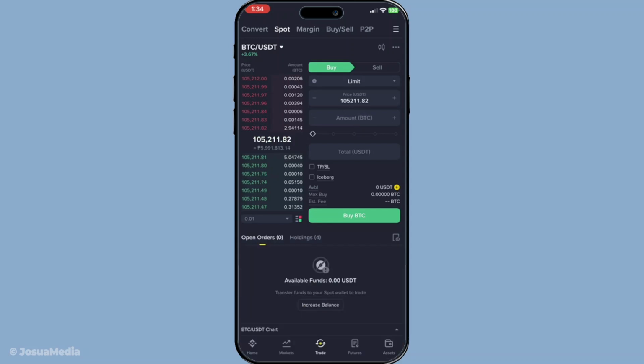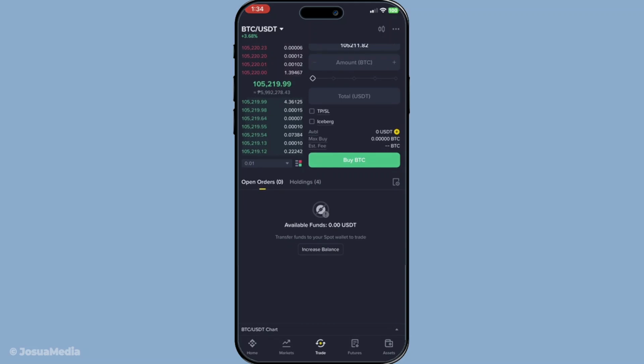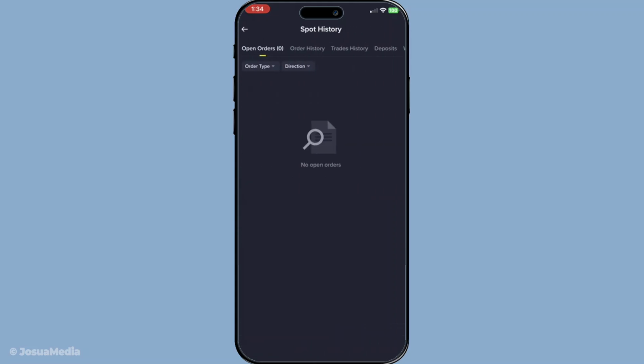To keep track of your trades and ensure everything is going as planned, regularly monitor your orders. You can find the status of your trades under the Open Orders tab or Order History. This is where you can see if your trades have been executed or if they are still pending. Staying informed about your positions will help you react swiftly to market changes.